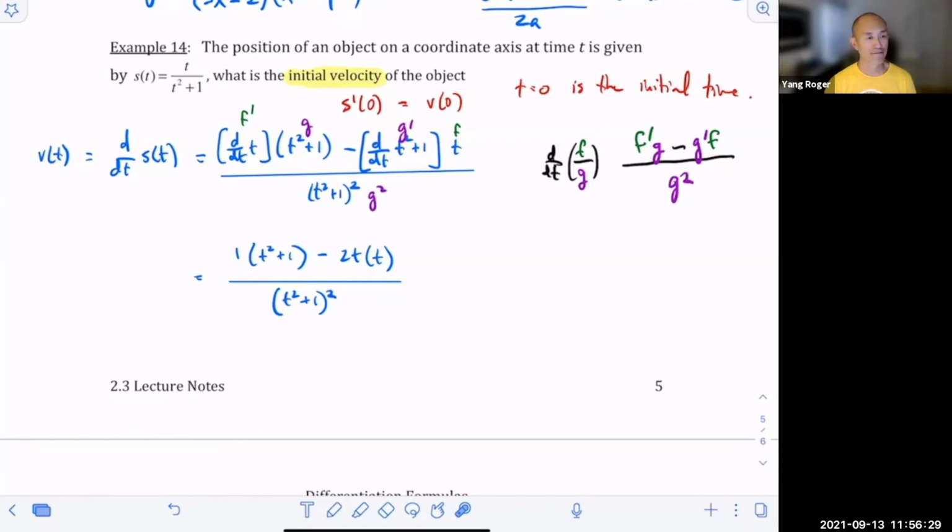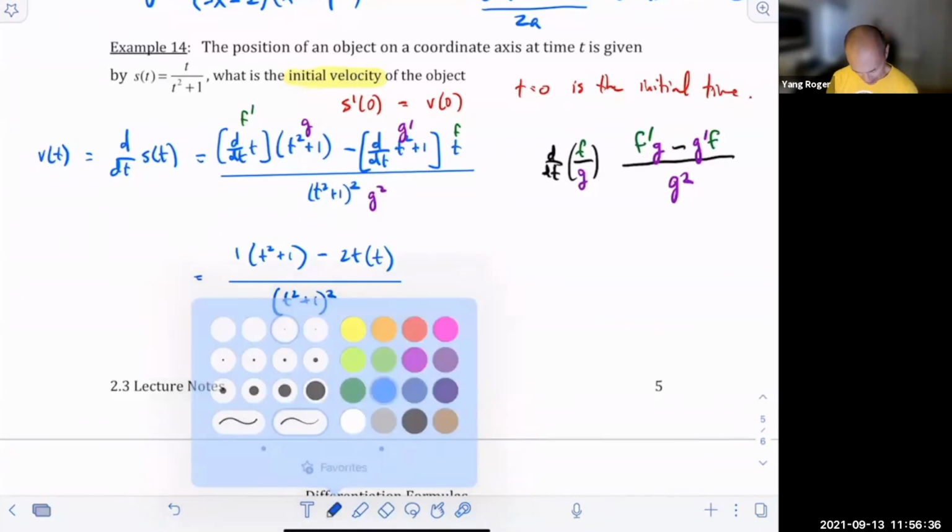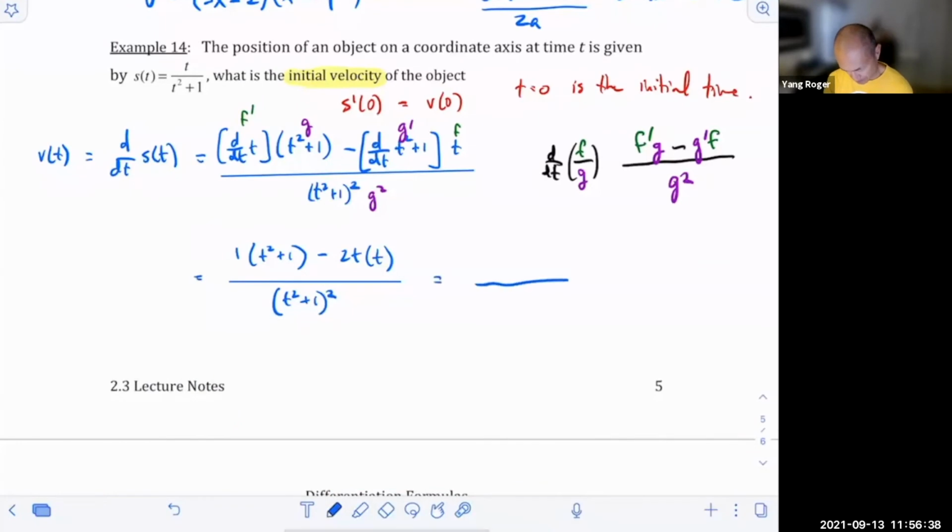I am going to simplify this while you guys are copying it down, just because this one, I could see it's going to simplify a little bit nicely. So this is going to give me t squared plus 1 minus 2t squared, all divided by t squared plus 1 quantity squared. And then this simplifies to 1 minus t squared divided by t squared plus 1 quantity squared.